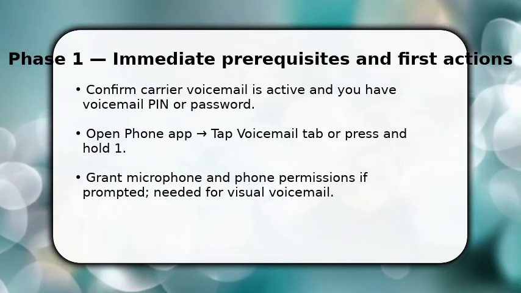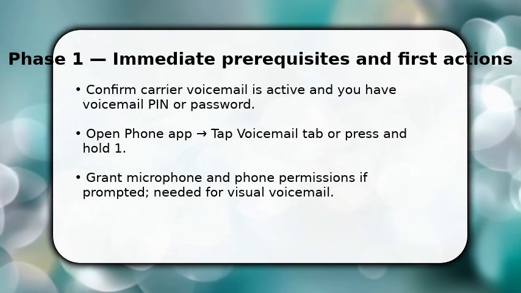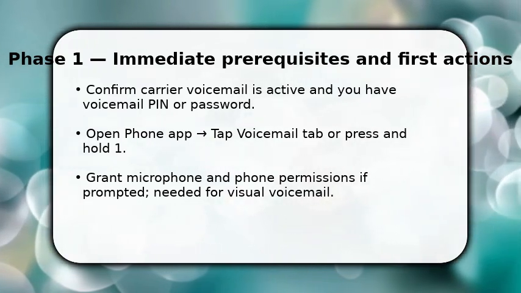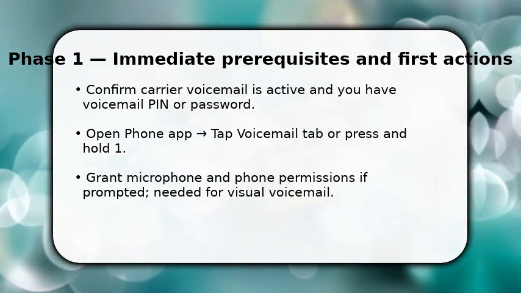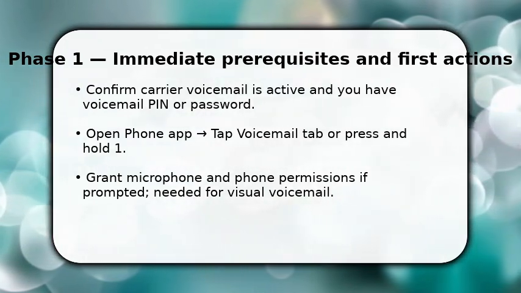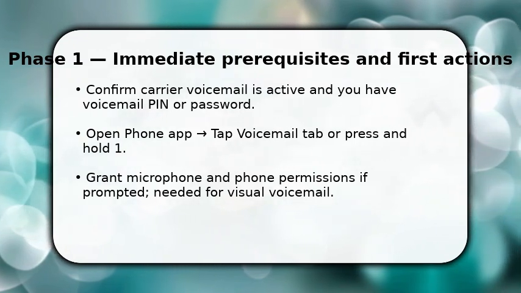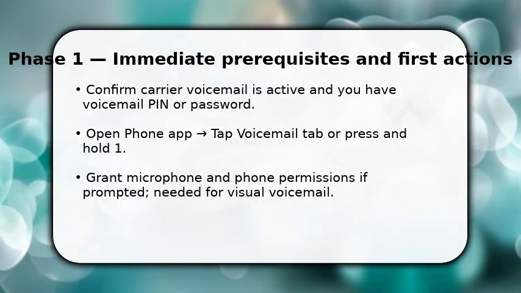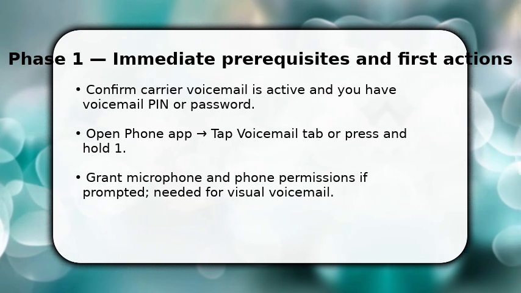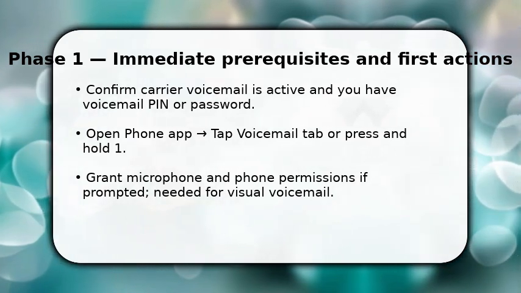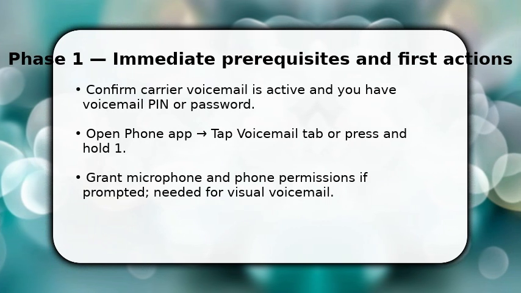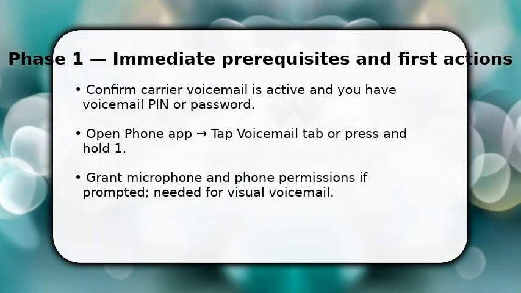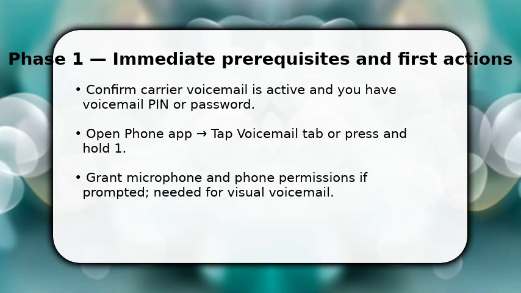You start by confirming the carrier voicemail is active and that you know your PIN or password. This avoids lockouts later. Open the phone app and go straight to the voicemail tab, or press and hold one to dial into the carrier box. If the app asks for permissions, grant microphone and phone access. These are required for visual voicemail to download messages. Once done, the app will attempt to fetch headers. Make sure you have a stable data or Wi-Fi connection.